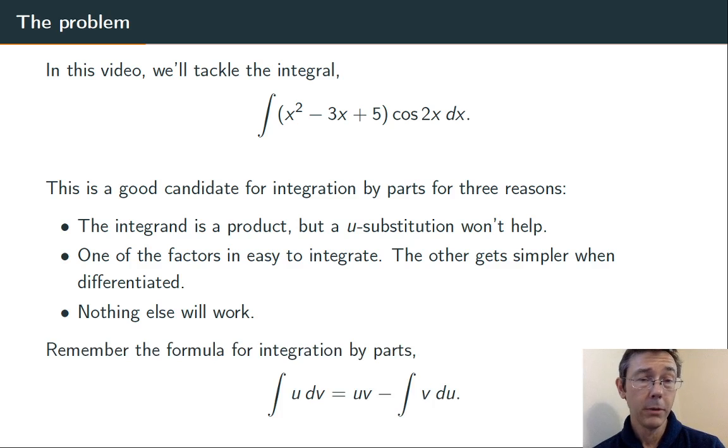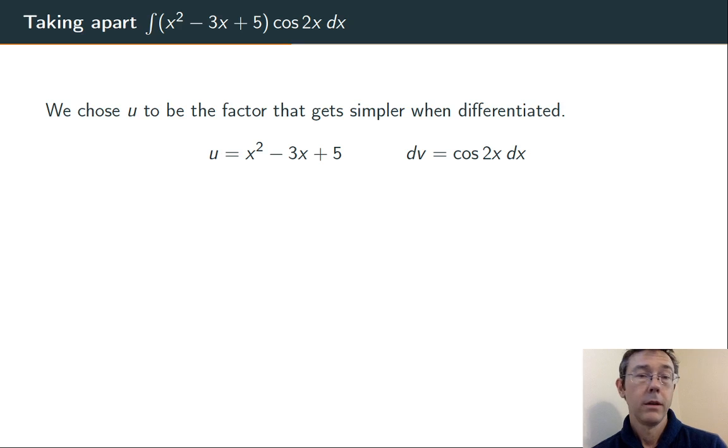Let's remember our formula for integration by parts. Integral of u dv equals uv minus the integral of v du. We choose u to be the factor that gets simpler when it's differentiated, and we set dv equal to everything else. So u equals x² − 3x + 5, dv equals cosine 2x dx.